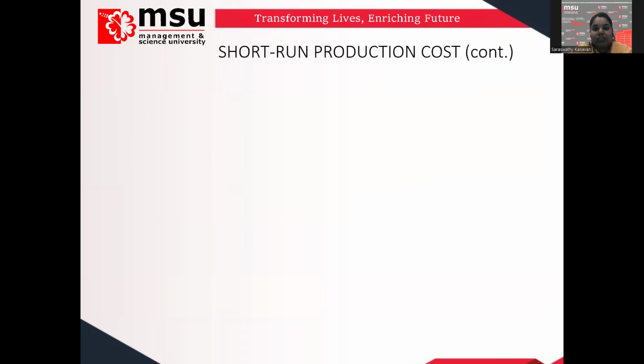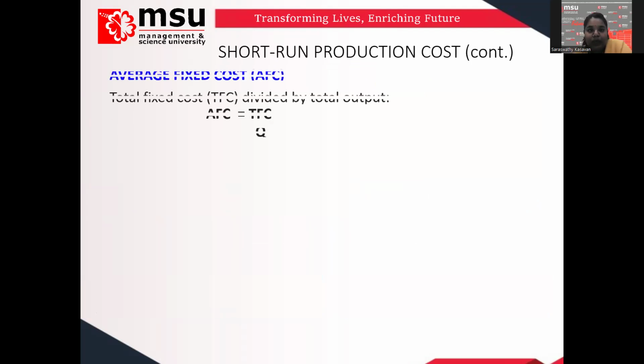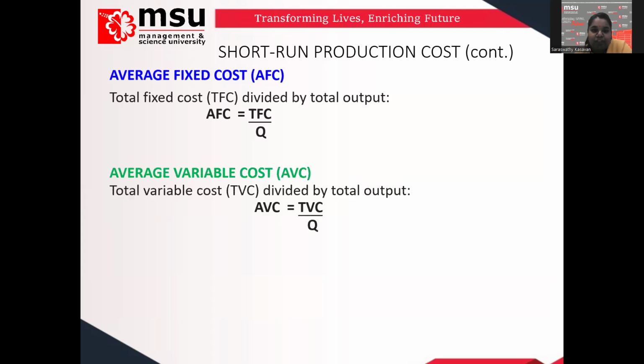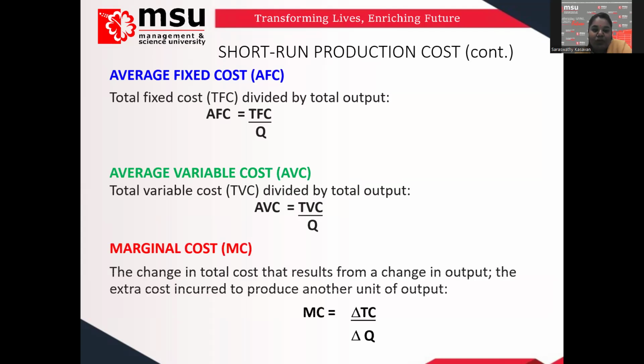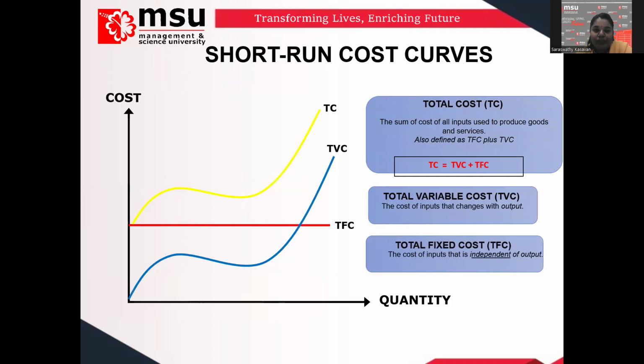So the formula: ATC is equal to TC divided by Q. For the AFC, TFC divided by Q. AVC, TVC divided by Q. Marginal cost is the change in TC divided by the change in Q. For this one, I explain very roughly.